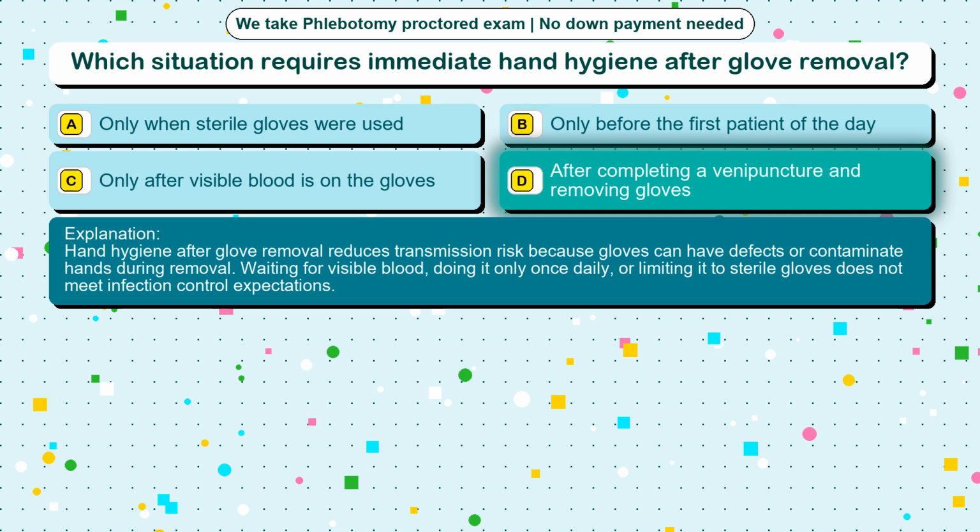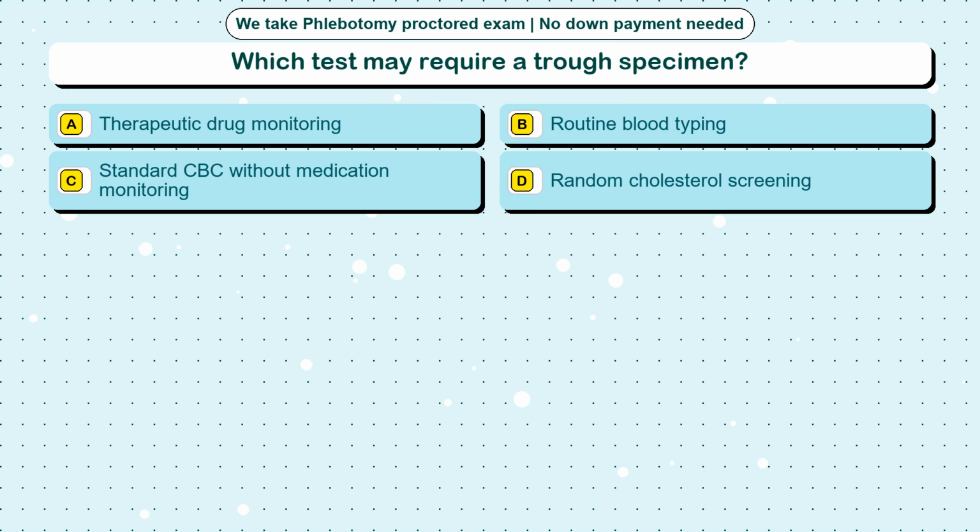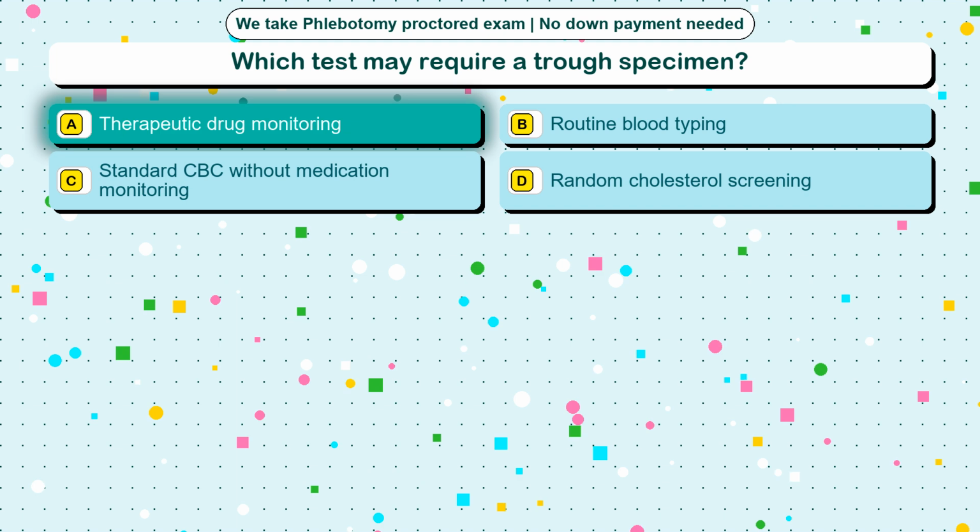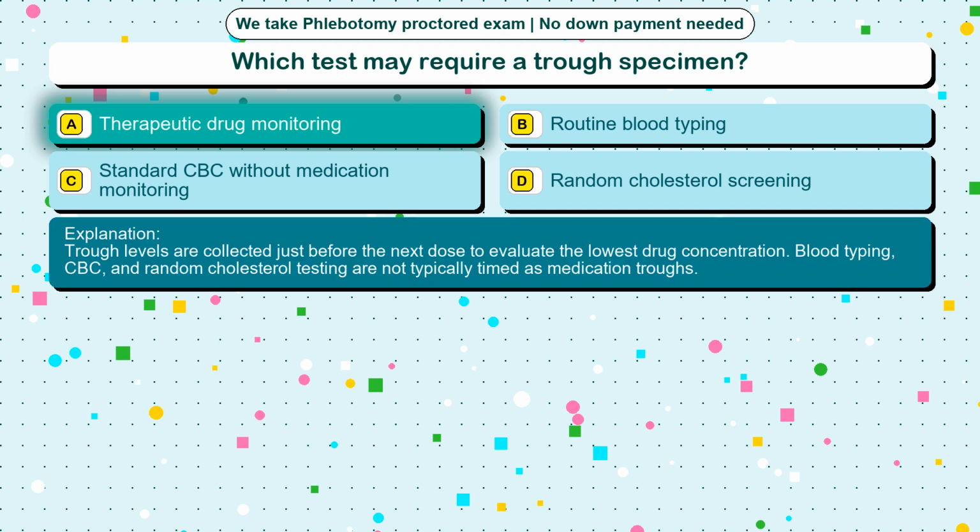expectations. Question 50. Which test may require a trough specimen? Option A, therapeutic drug monitoring. Option B, routine blood typing. Option C, standard CBC without medication monitoring. Option D, a random cholesterol screening. The correct answer is option A, therapeutic drug monitoring. Trough levels are collected just before the next dose to evaluate the lowest drug concentration. Blood typing, CBC, and random cholesterol testing are not typically timed as medication troughs.